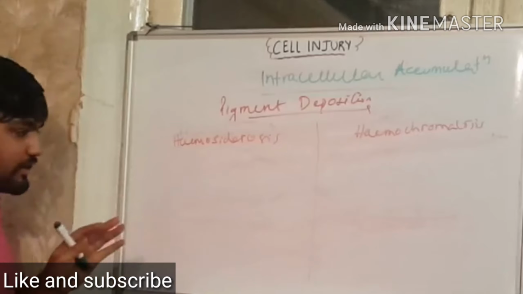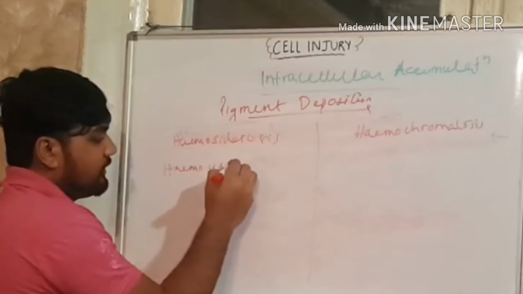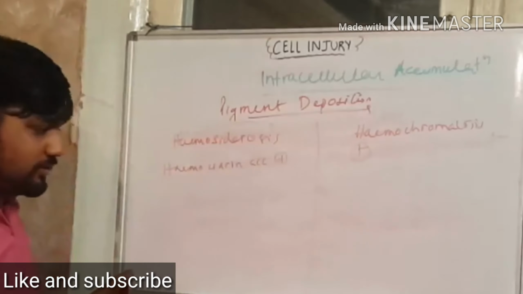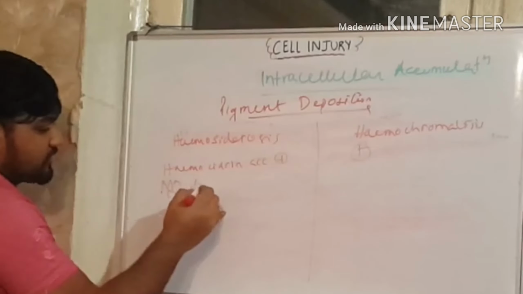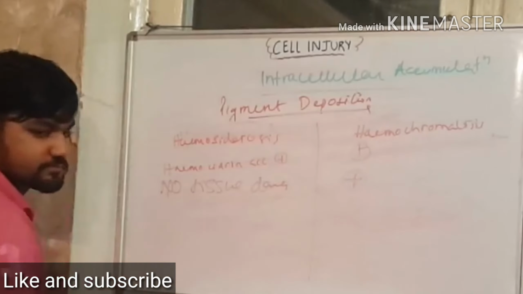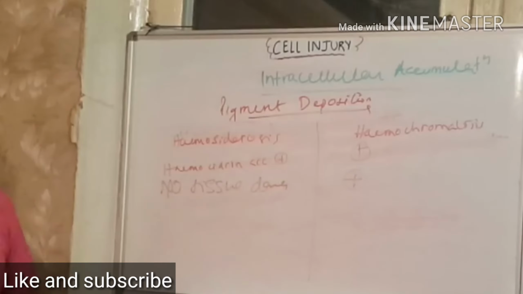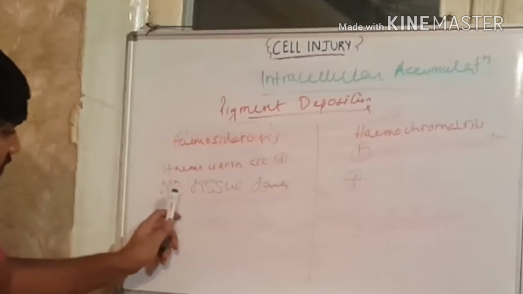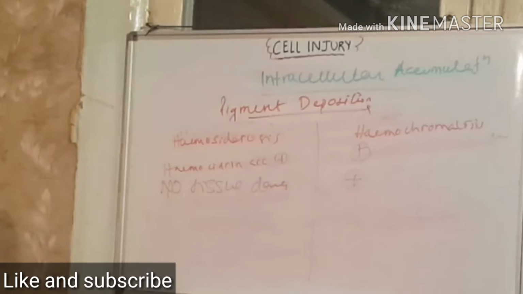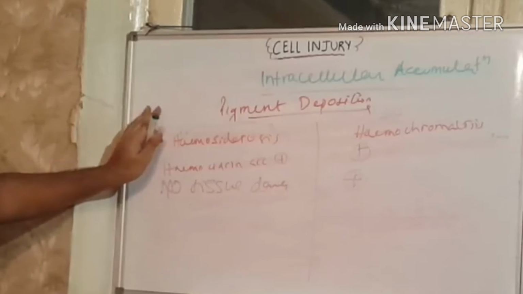In hemosiderosis, there is hemosiderin accumulation present. Here also present. Write this in big letters: no tissue damage here, tissue damage present here. That's the only difference between hemosiderosis and hemochromatosis. In both, hemosiderin accumulation is occurring, and in one there is no tissue damage, and in the other there is tissue damage. With no tissue damage, it's not pathological. You just know this condition is due to accumulation of hemosiderin.